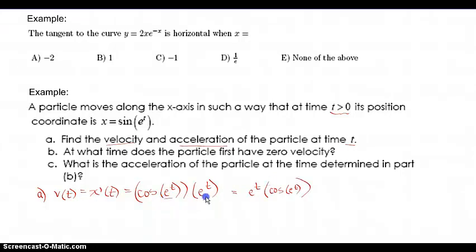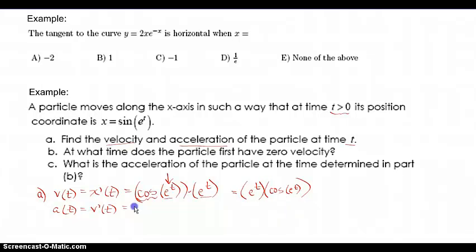Remember, this e to the t and this e to the t, we cannot gather those terms. This e to the t has been put into the cosine function. This is the angle measure for cosine. This is just times e to the t. So this is a product. There's 1, there's 2. All right, so we also want to find the acceleration, which is the derivative of velocity.